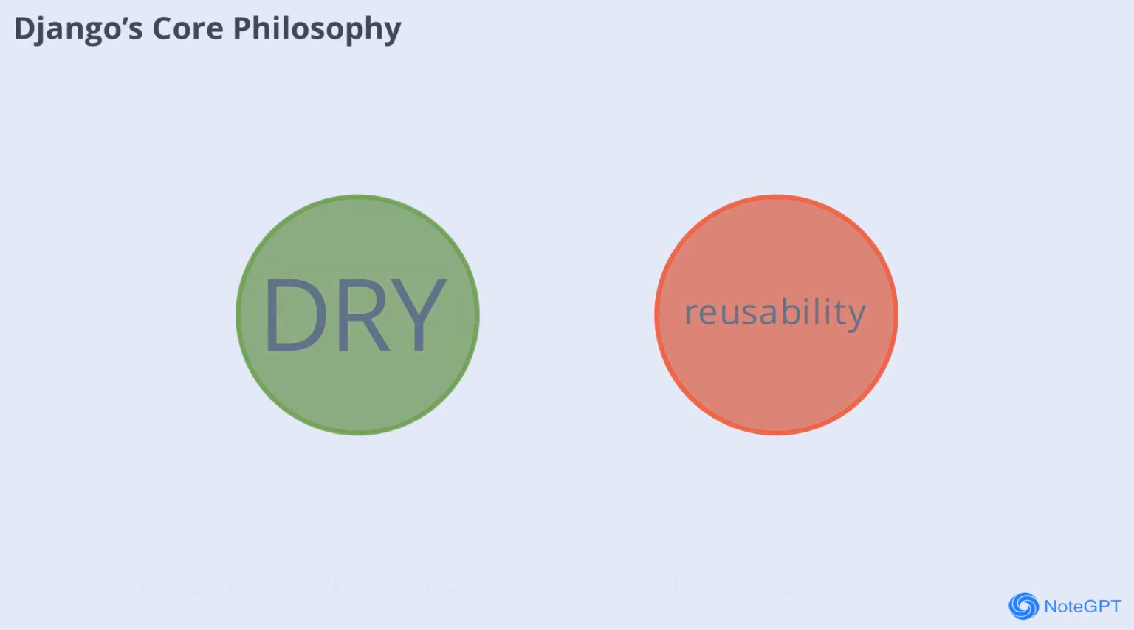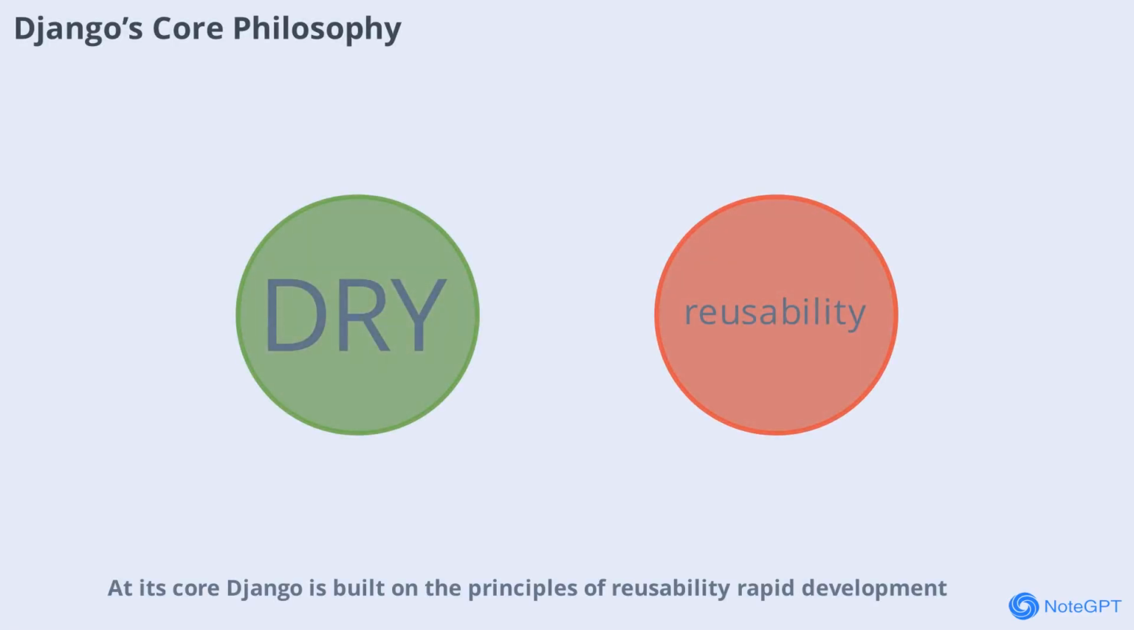At its core, Django is built on the principles of reusability, rapid development, and the don't repeat yourself, DRY, philosophy. This means you can use pre-built modules and focus on what makes your project unique. Django's structure encourages clean code and efficient workflows, making it a favorite among developers who value productivity and maintainability. By following these principles, Django helps you avoid common pitfalls and keeps your codebase organized as your project grows.